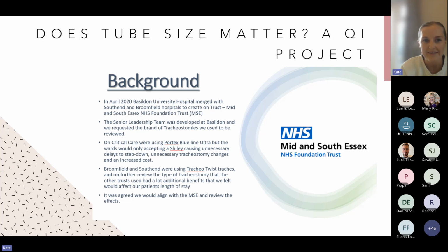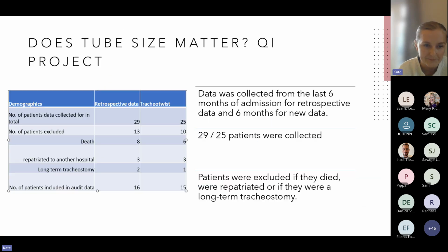I loved Tracheo Twists, and some of the leadership team also preferred them. Southend and Broomfield were also using them. So we thought, let's do a little project, change trachees and see if it makes a difference to our patients. We collected data retrospectively from the last 6 months of admission for all our patients that had Portexes and Shiley trachees in. Then we changed to our Tracheo Twist Plus and collected 6 months of new data.